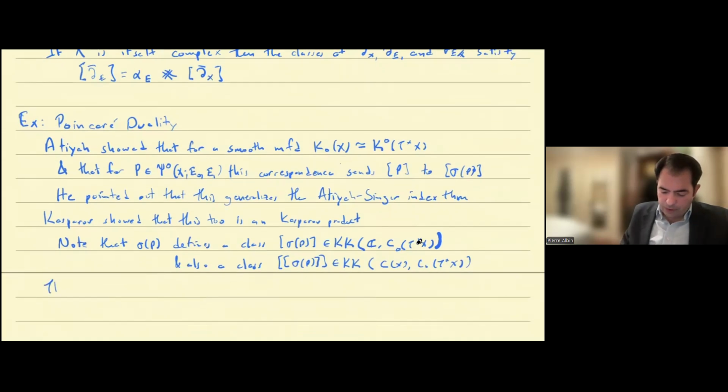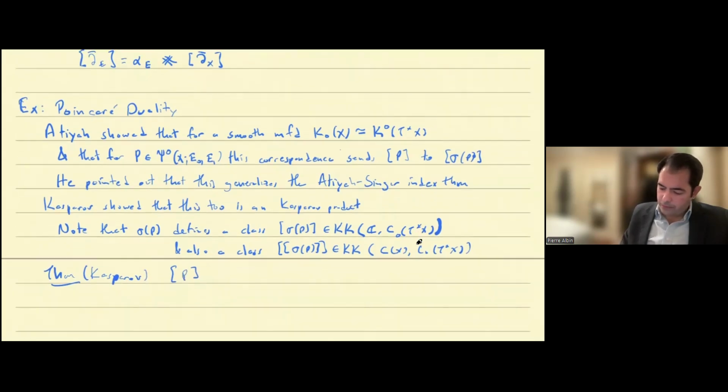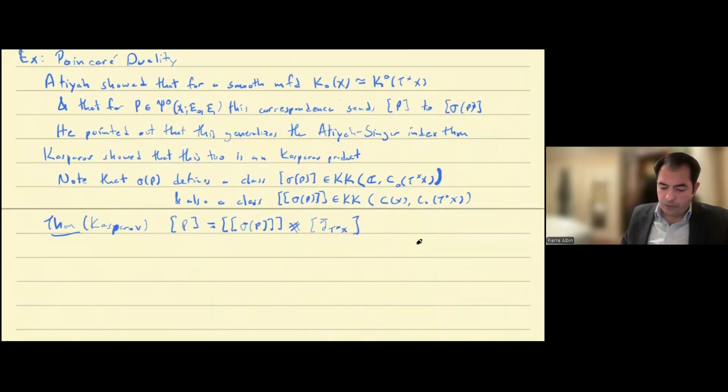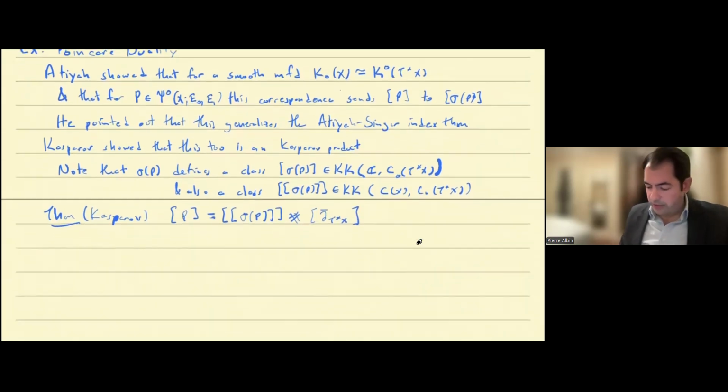And then Kasparov's theorem is that the class of P is the Kasparov product of this double bracket class of the symbol with the d-bar operator on the cotangent bundle of X. So the cotangent bundle always has an almost complex structure, and we take the class corresponding to its Dolbeault operator.